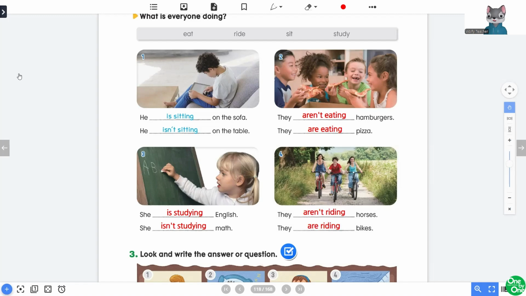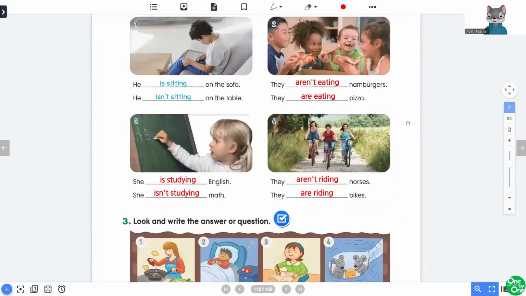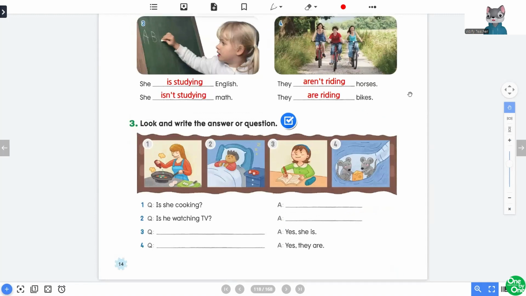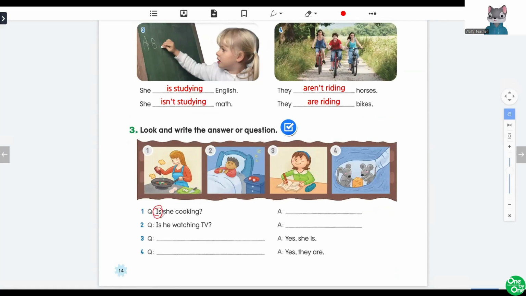You guys are amazing. So let's go to the bottom over here. Now, this is to answer the questions. Remember, when I ask you a question with the be verb, you always need the be verb at the end as well. So is she cooking? Yep, look at the picture. Of course she is. So what do we need to say? Yes, she. And what did I say?